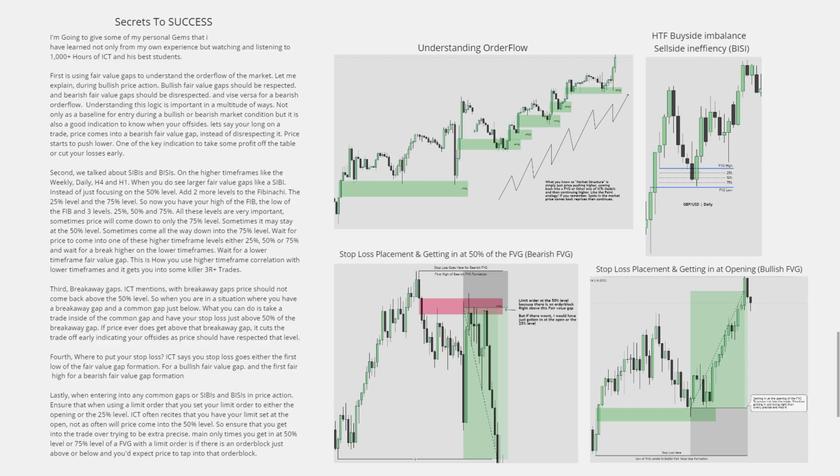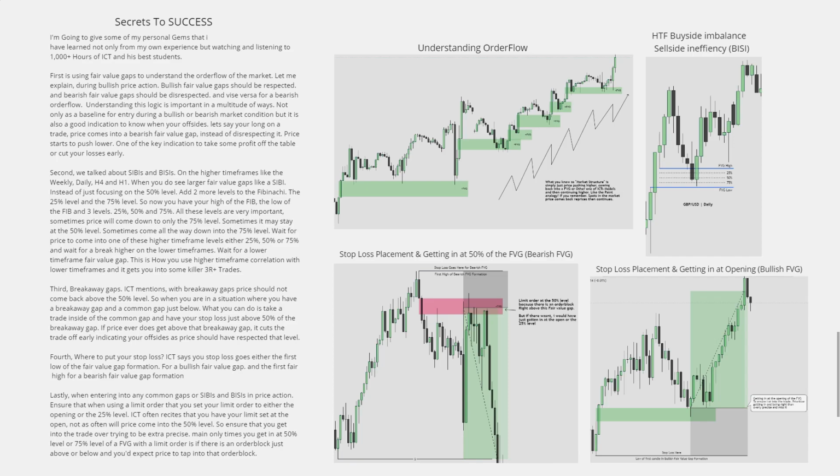On the higher time frames, like the weekly, daily, H4, and H1, when you see larger fair value gaps like SIBI, instead of just focusing on the 50% level, add two more levels to the Fibonacci. These two other levels are the 25% level and the 75% level. So now you have the high of the fair value gap, the low of the fair value gap, and the 25, 50, and 75% levels. All the levels are very important.